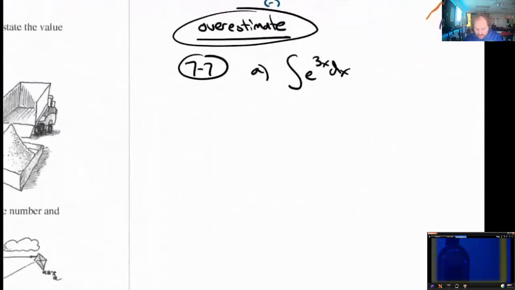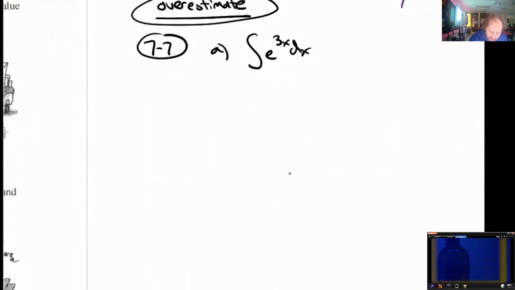So what we need is an antiderivative. We need something whose derivative is e to the 3x. That's the trick. So that's what you've got to think about: what function has a derivative of e to the 3x? Well, an easy answer is e to the 3x because, if you take the derivative of e to the 3x, it is e to the 3x.